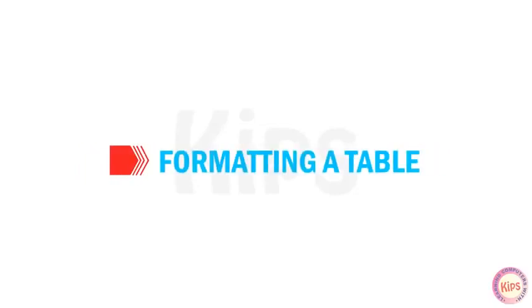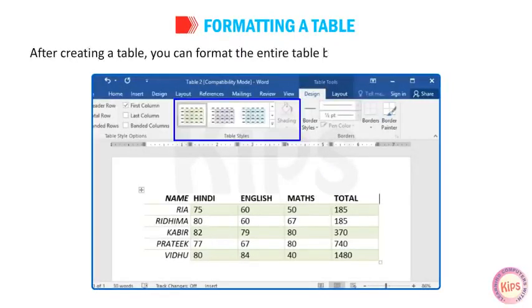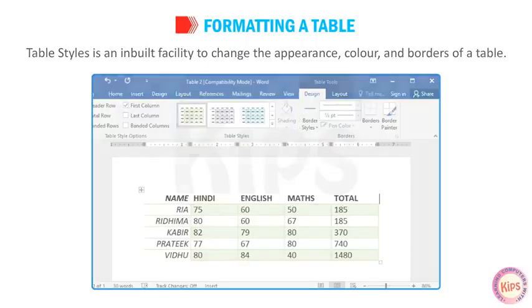Let us find out how to format a table. Formatting controls the overall appearance of a table. After creating a table, you can format the entire table by using the Table Styles feature. Table Styles is an inbuilt facility to change the appearance, color, and borders of a table.